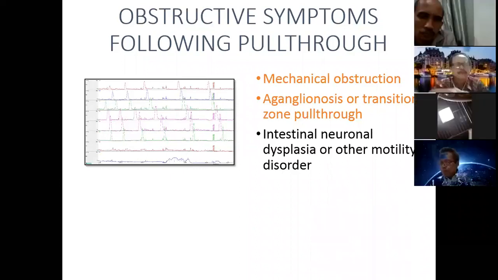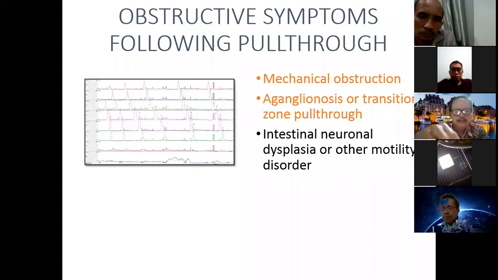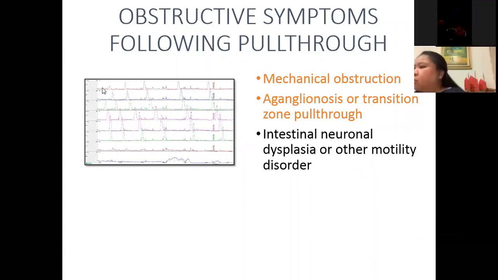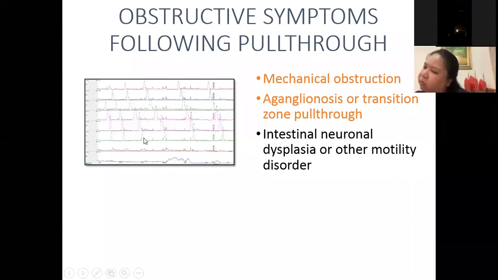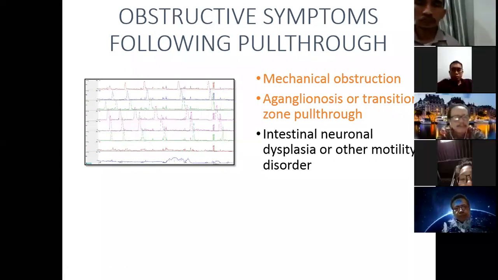But sometimes I'll send a child to someone who does it. We do have several centers in Canada and certainly in the United States that have the capability to do this. And this is a very sophisticated way of measuring motility in the colon. This is normal. So you see these peristaltic waves. So this is proximal, and then there are sensors all through the colon going from proximal to distal, and you can see this peristaltic wave traveling through the colon. It's a very, very accurate way to measure dysmotility.